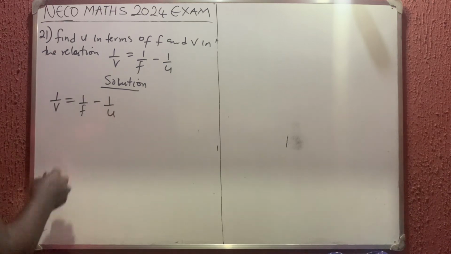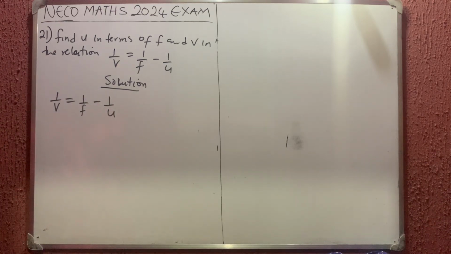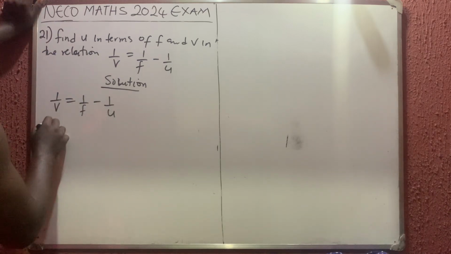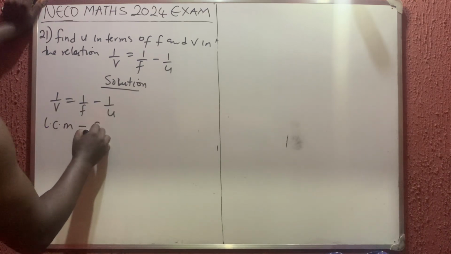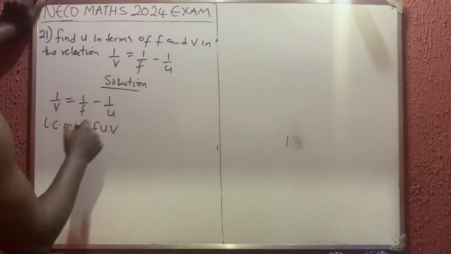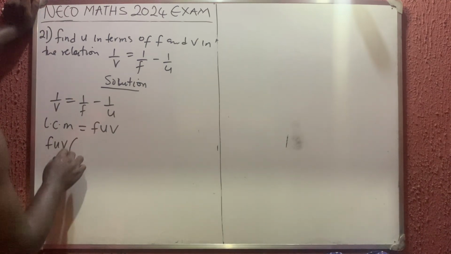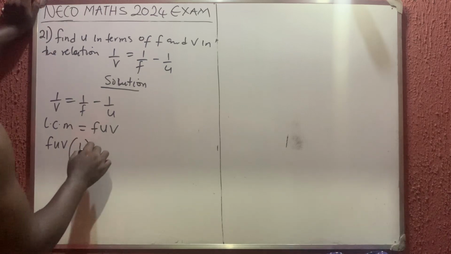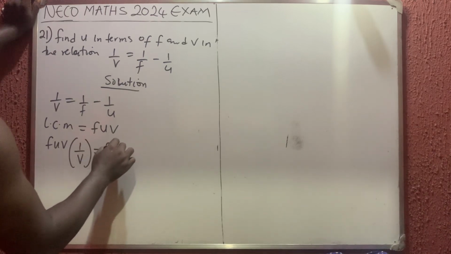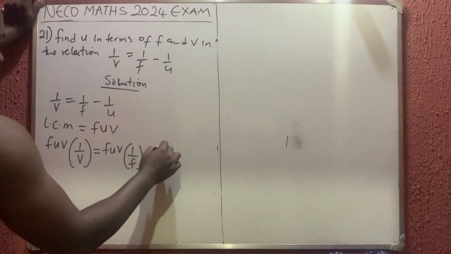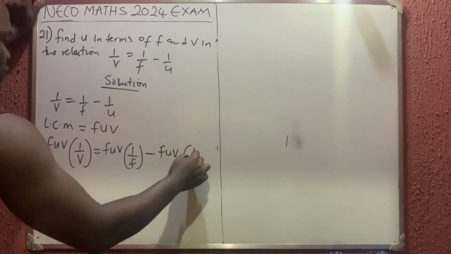So here, we have that 1 over v is equal to 1 over f minus 1 over u. Now, one of the methods to solve this is to multiply everybody by the LCM. And the LCM here is simply FUV. So let's multiply each of them by FUV. So we have FUV in bracket of 1 over V is equal to FUV in bracket of 1 over F minus FUV in bracket of 1 over U.